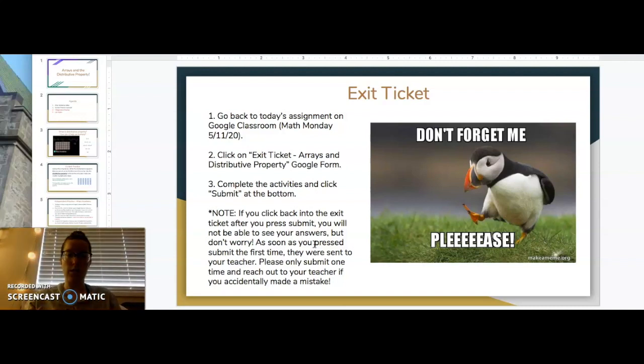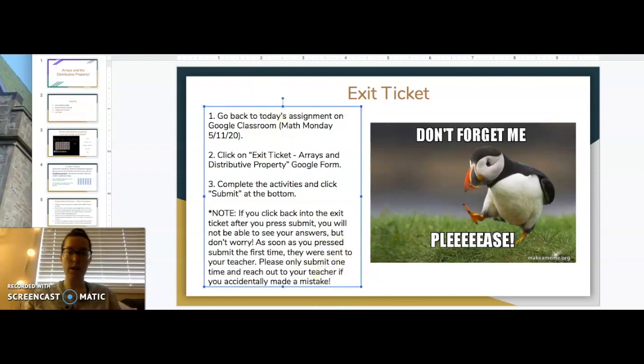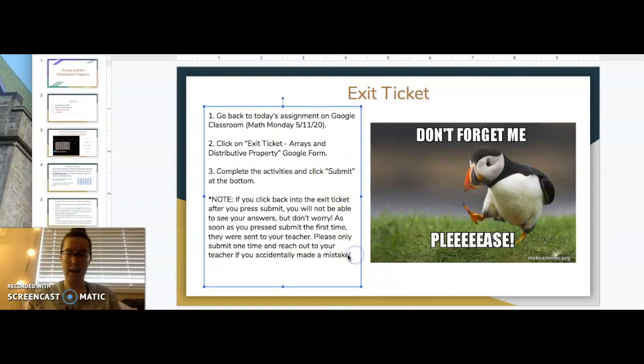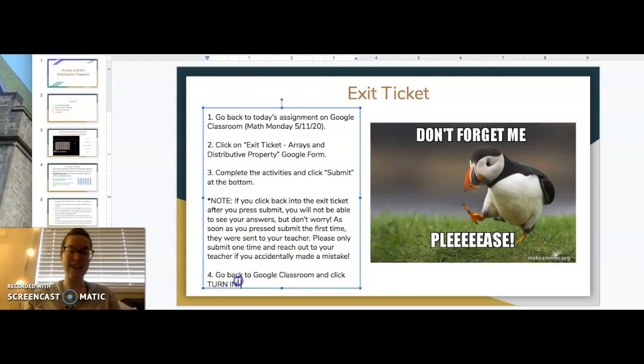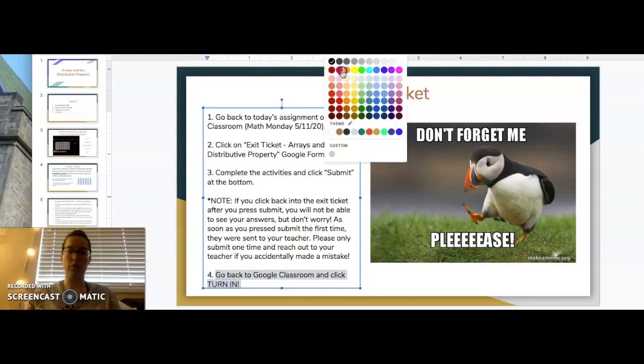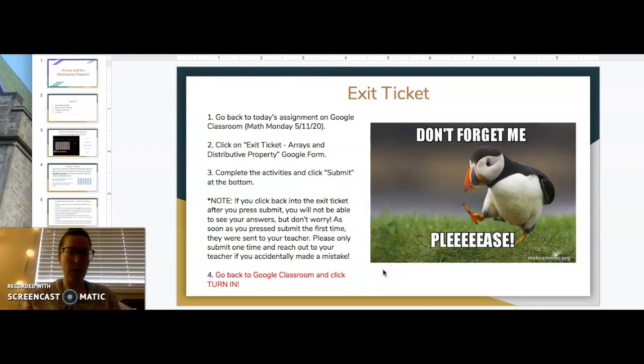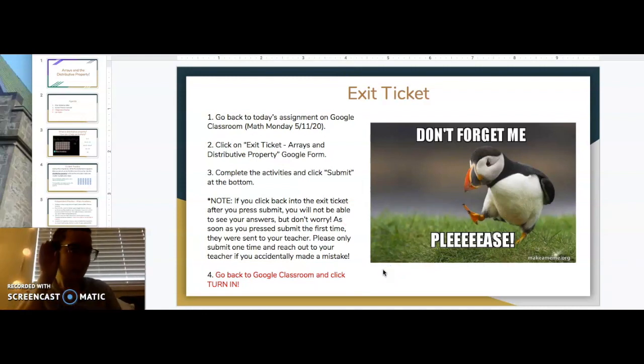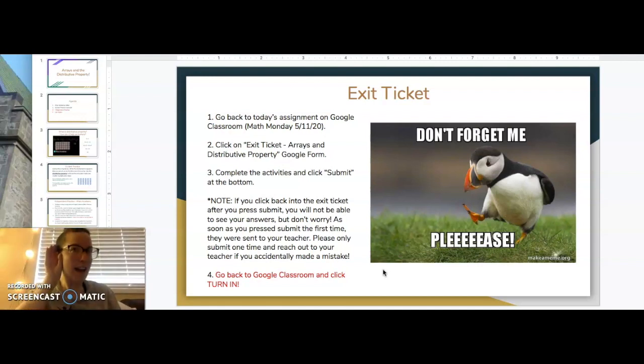Also, one more thing to note, make sure that when you're done with all of this, I forgot a step 4. Go back to Google Classroom and click Turn In, okay? Once you are done with your independent practice and your exit ticket, that's when you press Turn In. What do you need to complete before pressing Turn In? Our independent practice and our exit ticket. It's like I can hear you from your homes. Good job, friends.